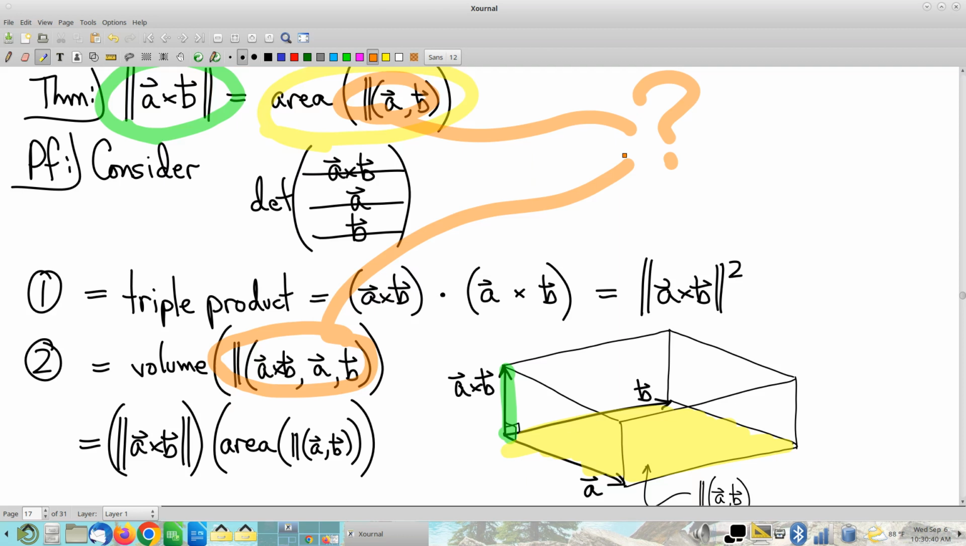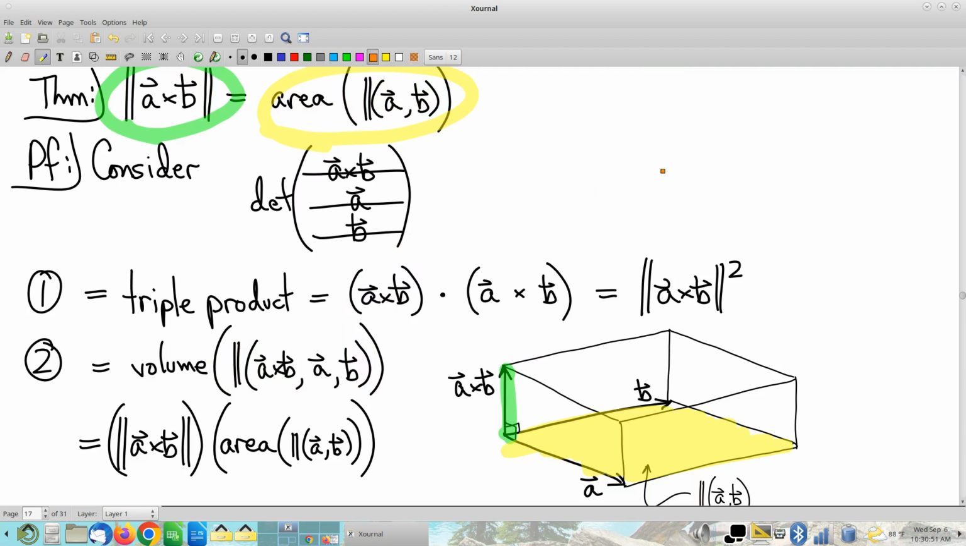Okay, so again, not going to go through the fact, but it's a really cool proof, and I hope you'll give it a look. The punchline, though, is very important. Make sure you know that cross-product magnitude is the area of the parallelogram. Okay.